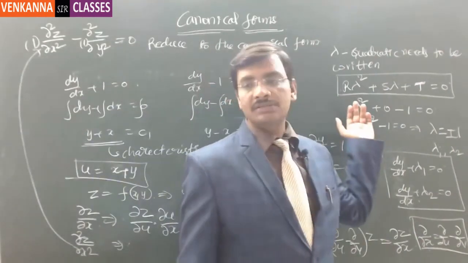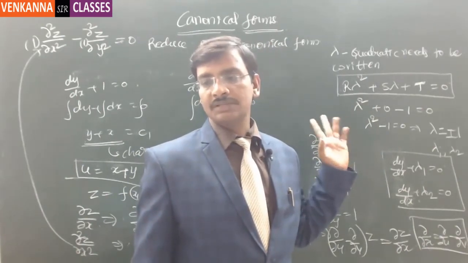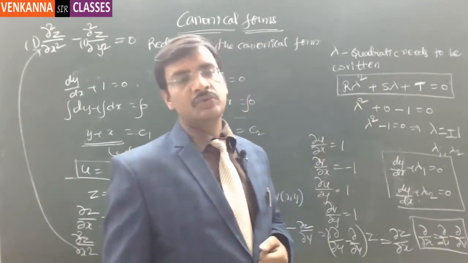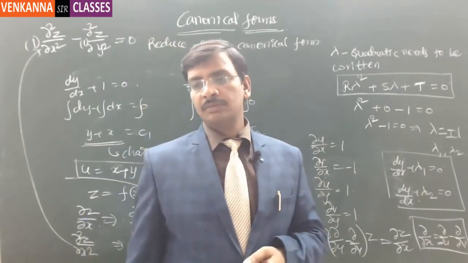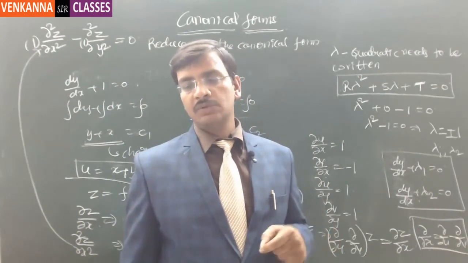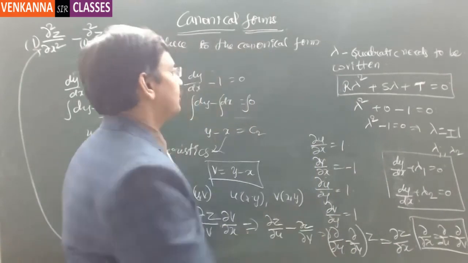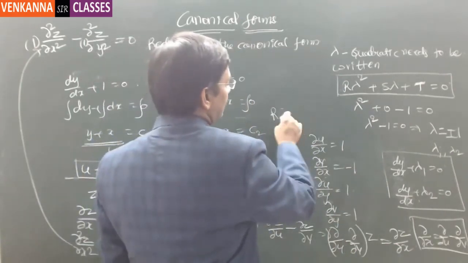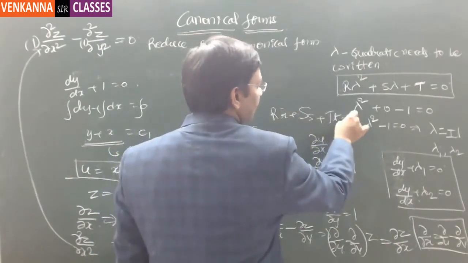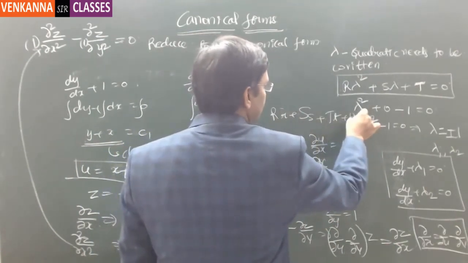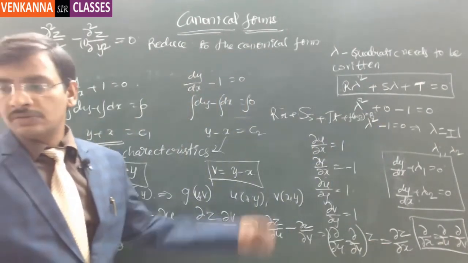So this is what we call the lambda quadratic. Given a partial differential equation, first you write it in the standard equation format. That is ∂²z/∂x² into some function of x, y, z, which we call r, plus ∂²z/∂x∂y into some function of x, y, z, which we call s, and then ∂²z/∂y² into t, plus some function of x, y, z. So this is the standard differential equation which needs to be converted into the canonical format.